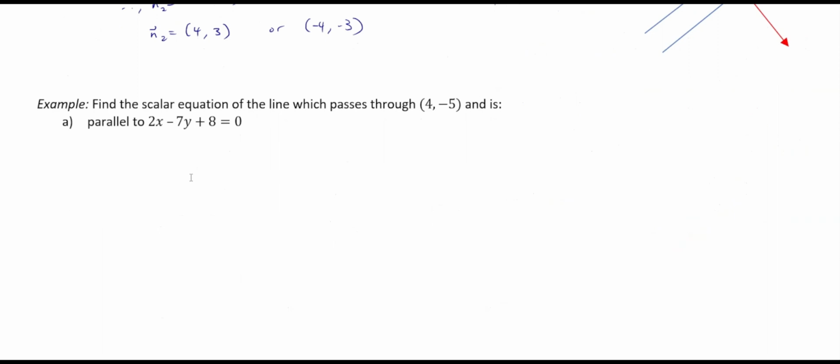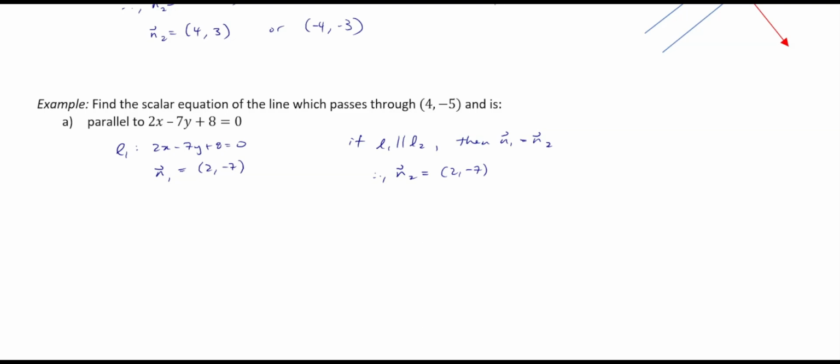Okay, find the scalar equation of the line which passes through (4, -5) and is parallel to this right here. Okay, so I'm going to say this is my line 1. It's 2x minus 7y plus 8 is equal to 0. So my normal for this is (2, -7). And I said already if L1 is parallel to L2, then N1 is equal to N2. So N2, the normal for line 2, is equal to (2, -7).